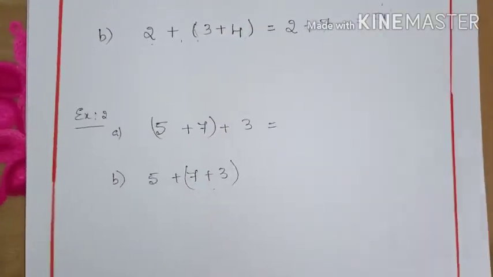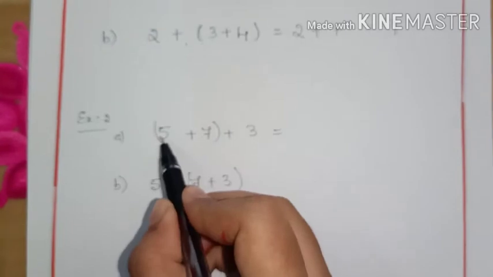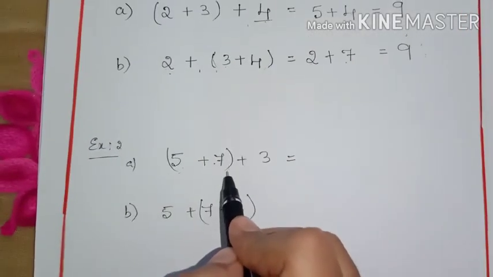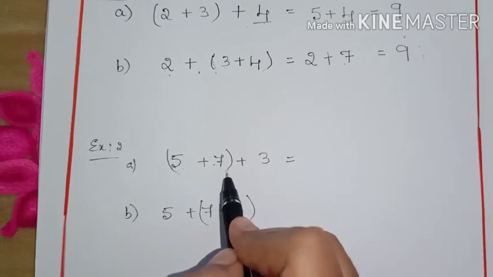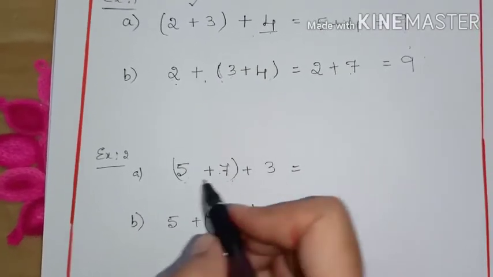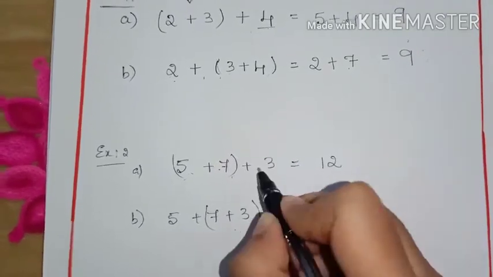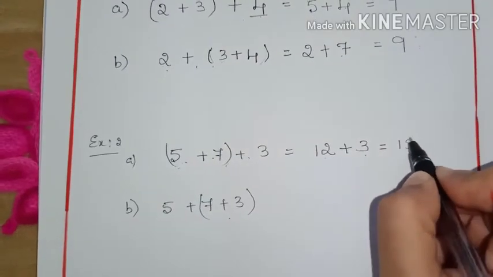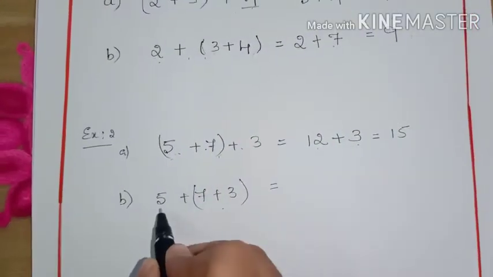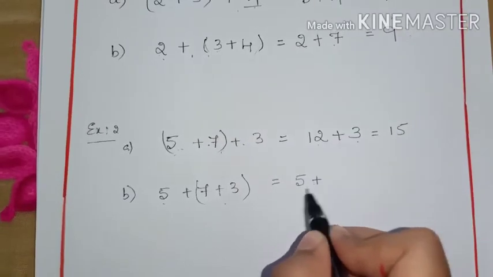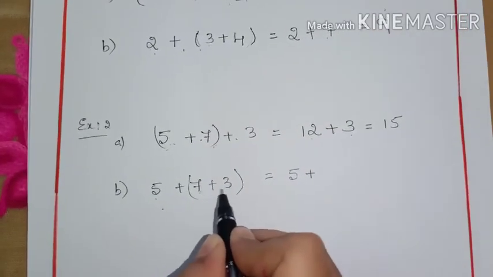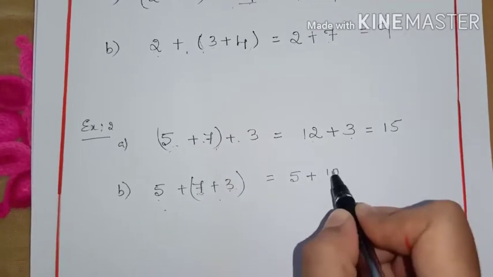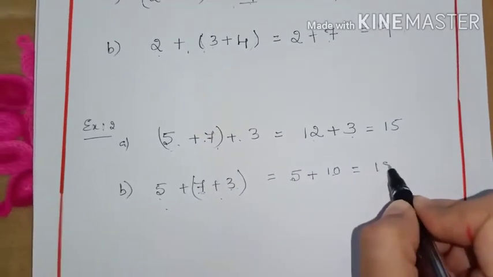Now see. So 5 plus 7. First you should solve what is inside the bracket. 5 plus 7. So 5 plus 7 is 12. Then add plus 3 to the sum. 12 plus 3 is 15. In the same way, 5, write down as it is. Take down what is in the bracket, sum up. Add it. 7 plus 3 is 10. So 5 plus 10 is 15.